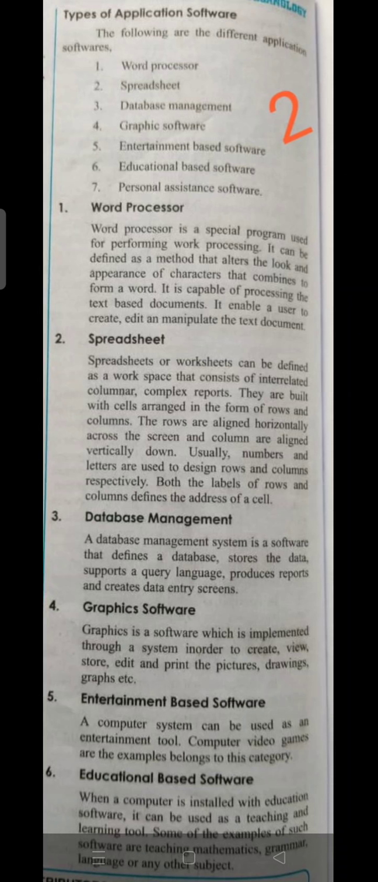And the last one is personal assistance software. This type of software is mostly used in personal computers for various purposes, for self purposes. Self purpose means storing and retrieving personal information, and you can also print required documents. Planning and managing contacts, scheduling meetings, and financial data can also be stored in your personal assistance software.